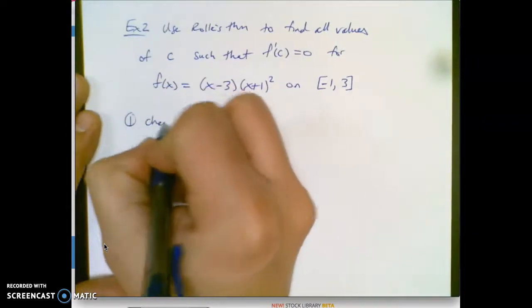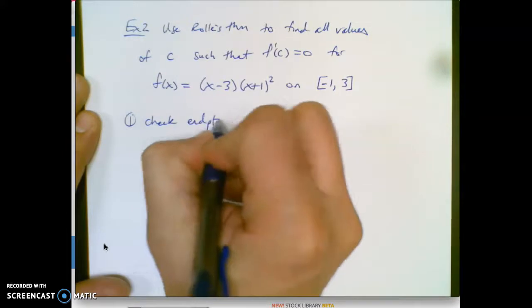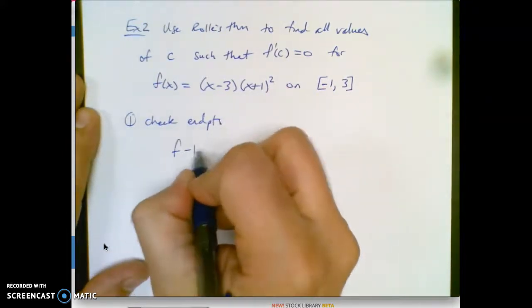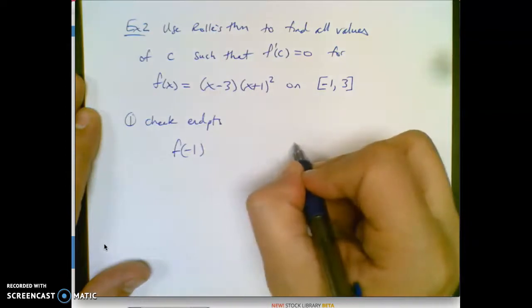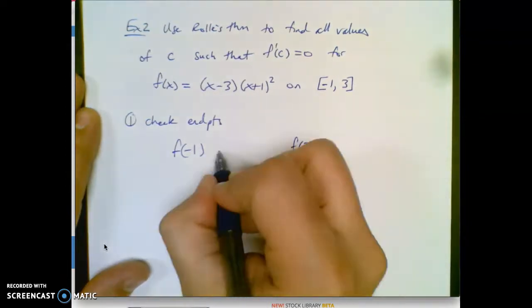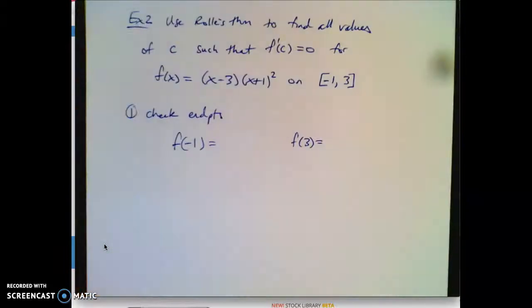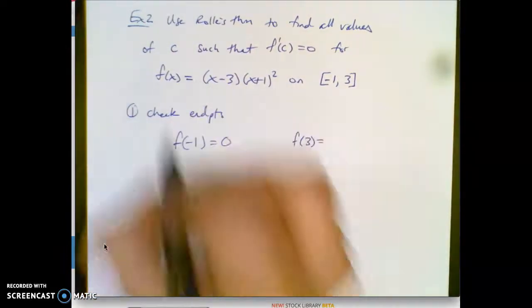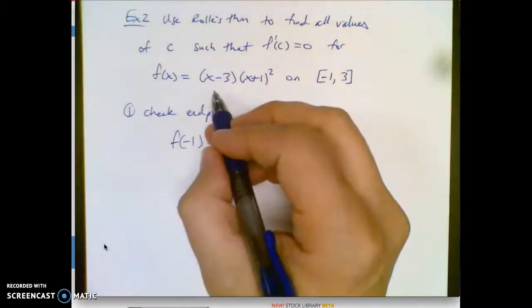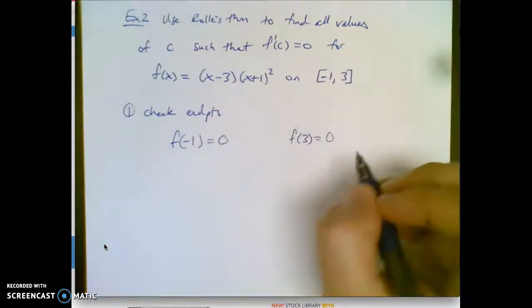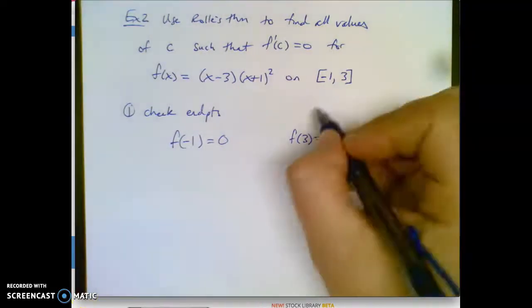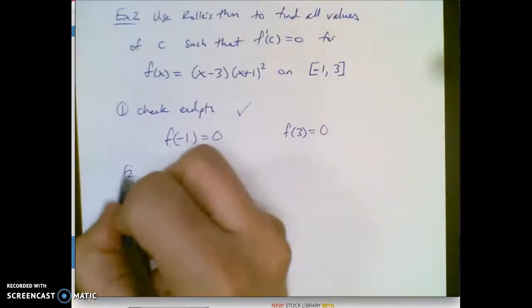All right, so with Rolle's theorem, we have two steps. One, we want to check the endpoints. I want to see if f of -1 comes out to be the same thing as f of 3. I want to see if they start at the same height and end at the same height. So if I plug in a -1, it makes this a 0 and the whole thing's a 0. If I put a 3 in here, it makes this a 0 and the whole thing's a 0. Okay, so check.